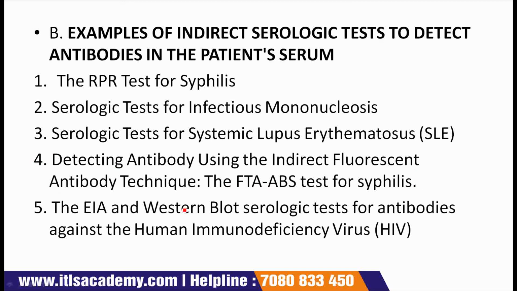Fifth one is the EIA and Western blot serological test for antibodies against the human immunodeficiency virus. The Western blot is the test most commonly used as a confirming test if the immunoassay is repeatedly positive.